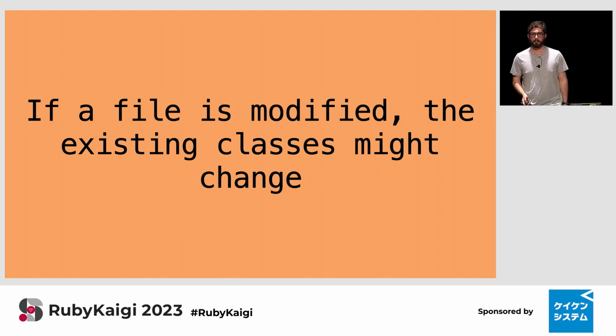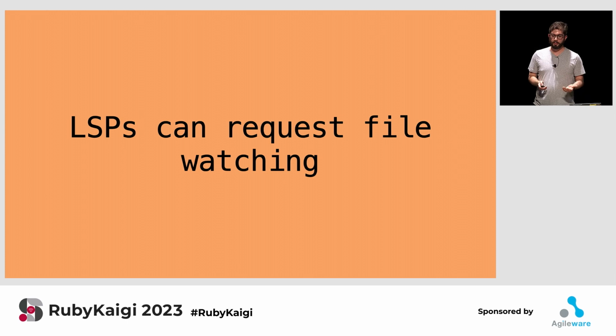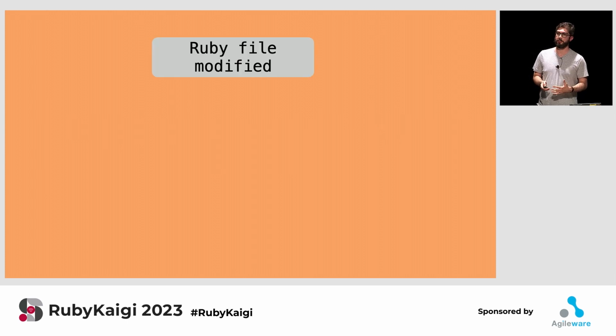Thankfully, we don't have to implement file watching ourselves. Language servers can request that the editor watch files for them, and then anytime a file has been modified, it will notify the language server for us. So what we want to do is every time a Ruby file is modified, we want to take an action depending on which type of modification occurred.